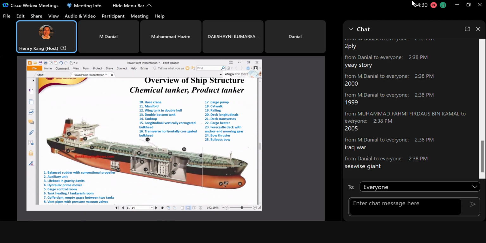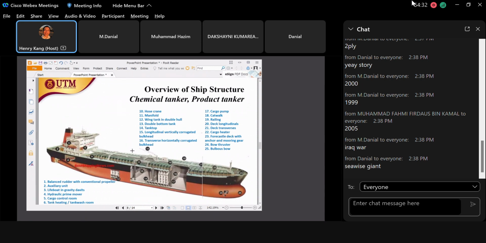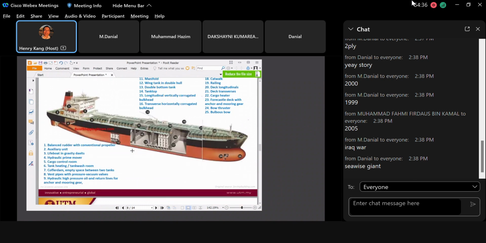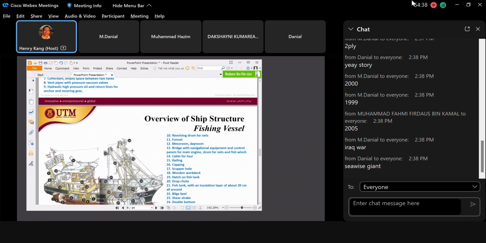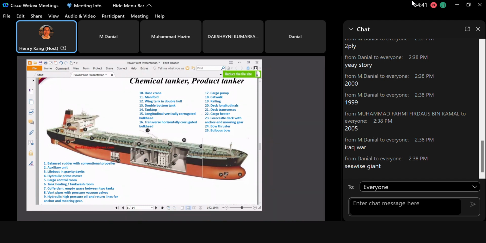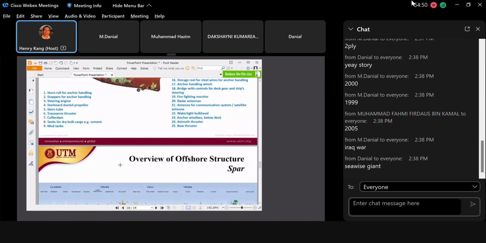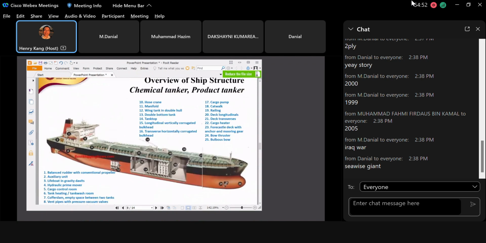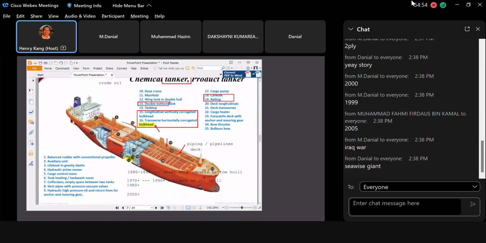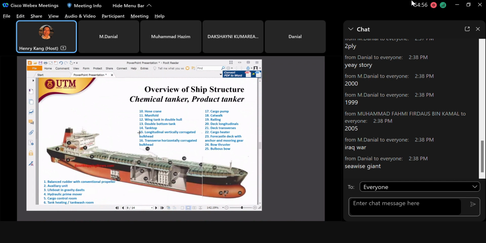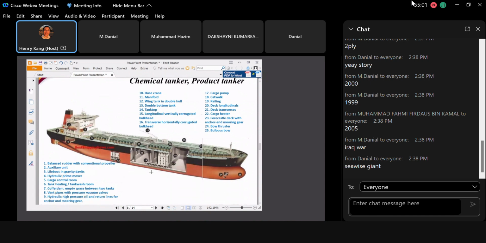This one is more interesting. This is also a tanker, but this tanker is an LNG tanker, right? Yeah, this is the LNG tanker. Okay, so this is like a chemical tanker or hydrocarbon tanker, but it looks more like an LNG tanker.